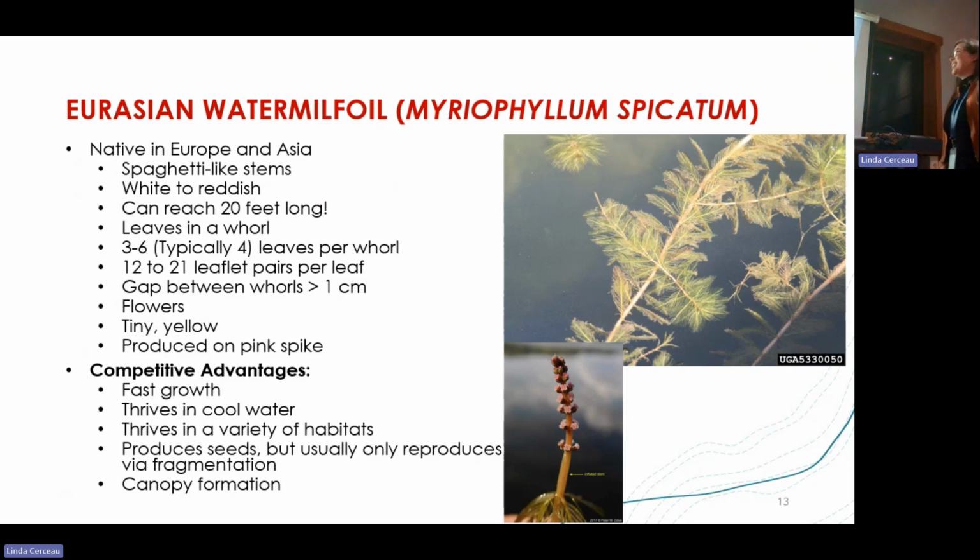So it does produce this pink flower if you get a chance to see that, where it sticks up out of the water and protrudes. You can kind of see here, this stem right here is slightly inflated, so that helps it with buoyancy of keeping that upright. And it does have multiple competitive advantages. It tends to like to thrive in cool water, a variety of different habitats and different water quality settings as well. It can create these dense canopy formations as well.